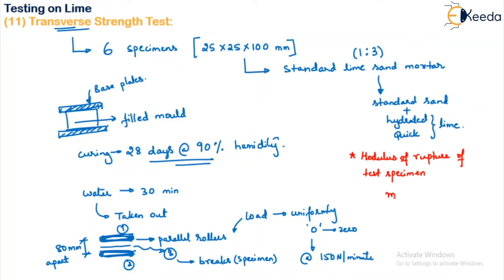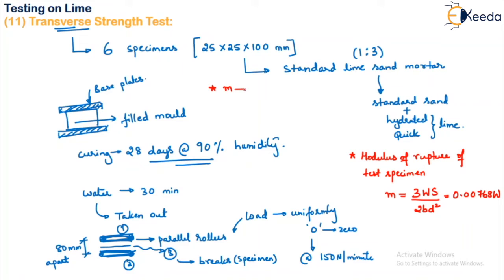Now how do we calculate it? We calculate it by small m, which is equal to 3Ws by 2bd square. This can also be taken as 0.00768 W.